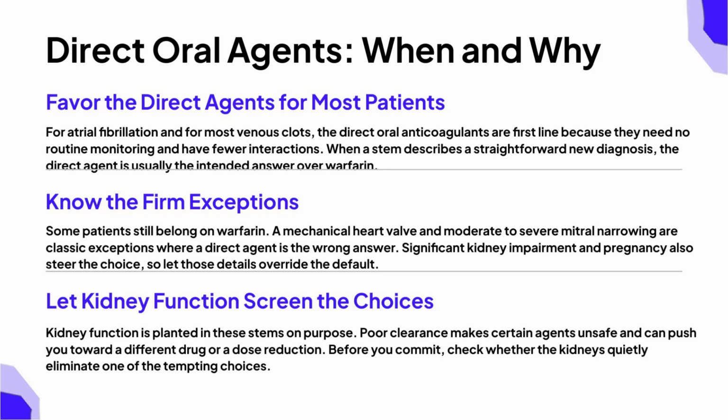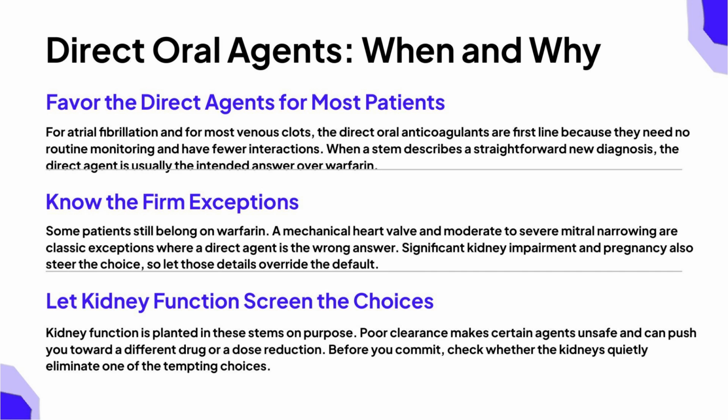Now let us talk about the direct oral anticoagulants, meaning when and why to reach for them. First, favor the direct agents for most patients. For atrial fibrillation and for most venous clots, these drugs are first line because they need no routine blood monitoring and carry fewer interactions than warfarin. So when a stem describes a clean, straightforward new diagnosis, the direct agent is usually the answer the test wants over warfarin. Second, know the firm exceptions, because the exam loves them.